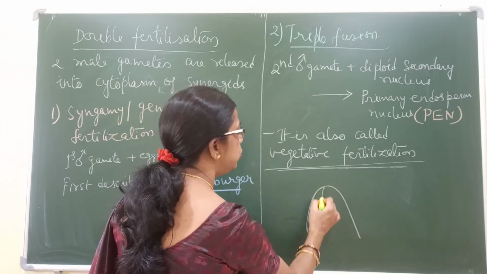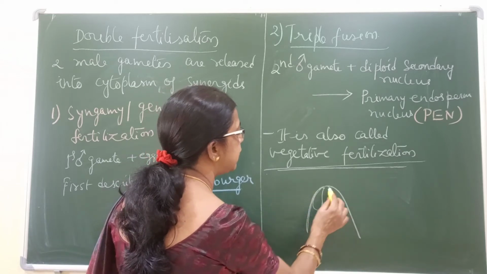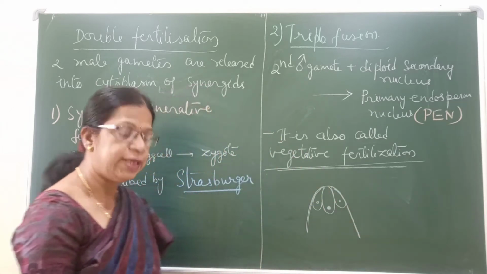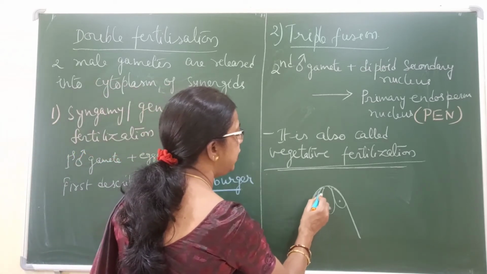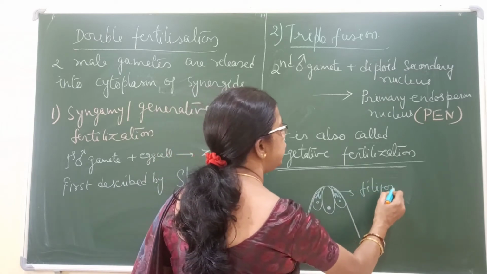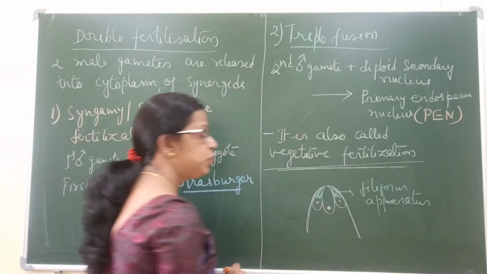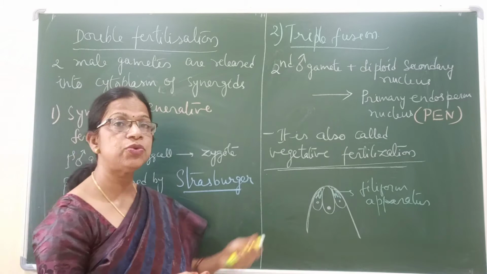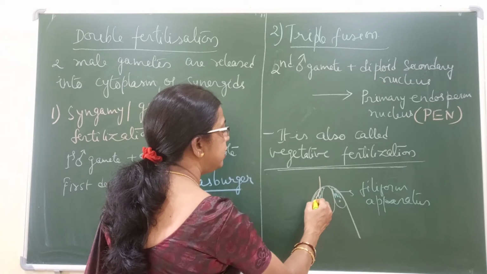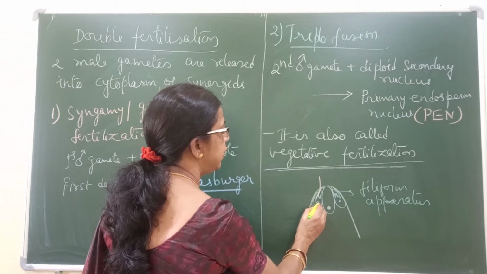So here we know very well, if this is the embryo sac, there is an egg cell here, and on either side, synergids are present. These synergids contain finger-like structures called filiform apparatus. These filiform apparatus guide the path of the pollen tube. So the pollen tube enters from this end and it releases male gametes into the cytoplasm of the synergids.